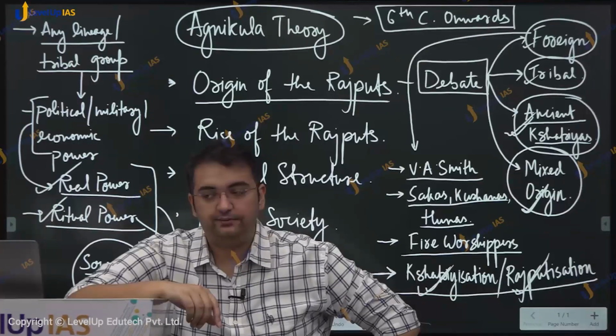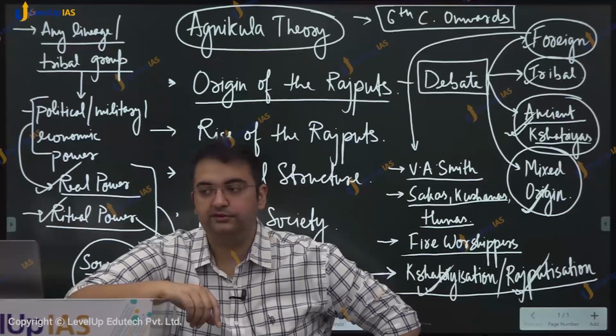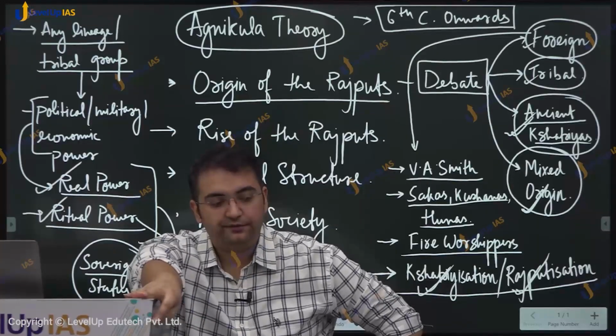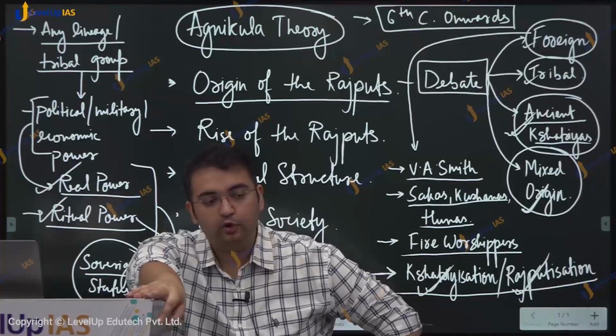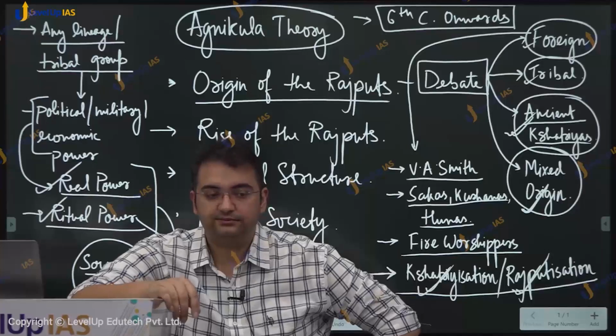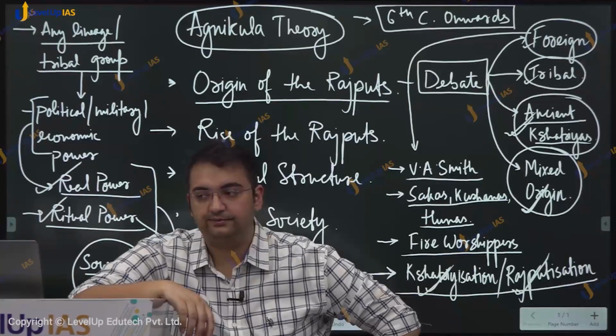It argues that the Rajputs are descendants of foreign groups such as the Shakas, Kushans, Huns, etc.